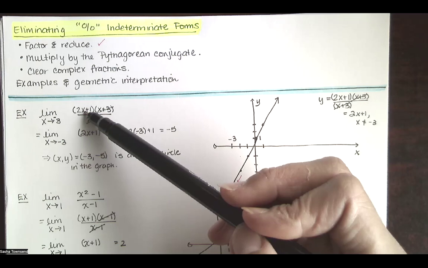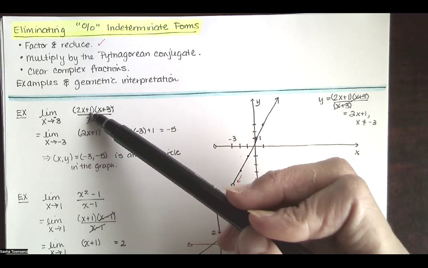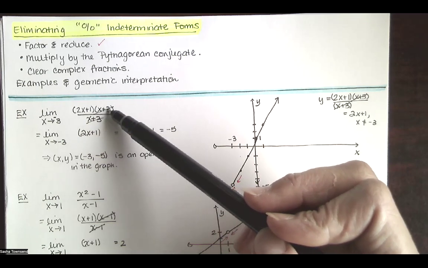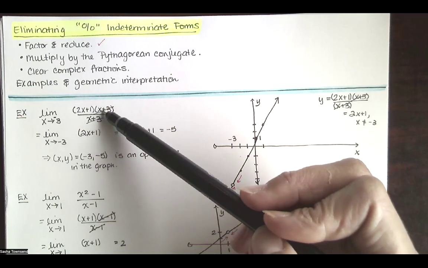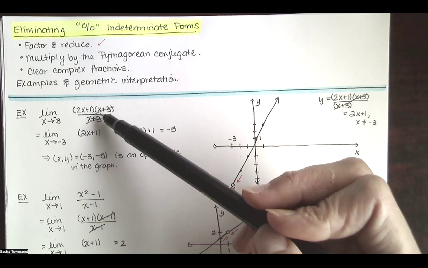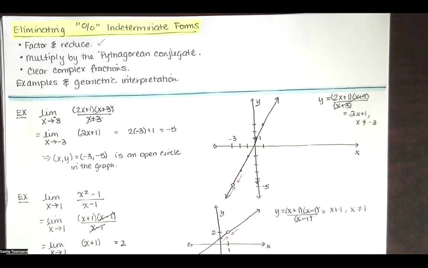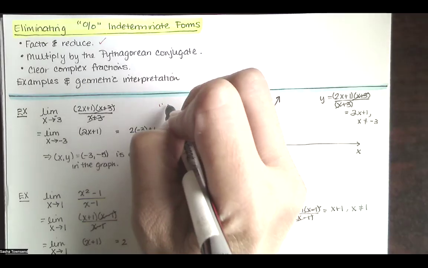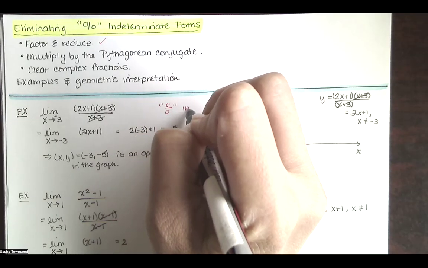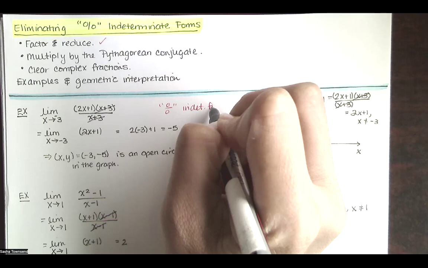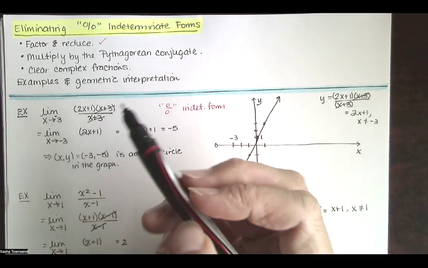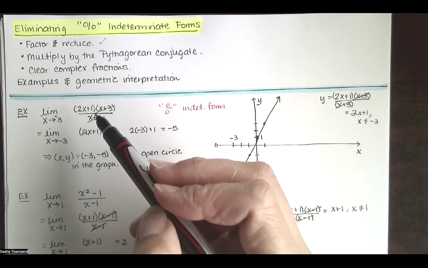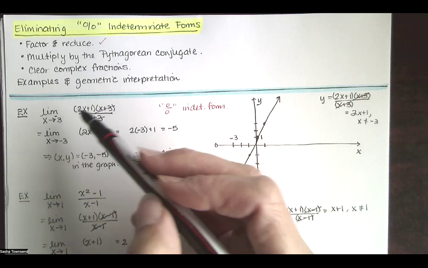2 times -3 is -6. -6 plus 1 is -5. And then we've got -3 plus 3, which is 0. We have -5 times 0 divided by 0. And that means we've got a 0 over 0 indeterminate form. If you notice that you have a 0 over 0 indeterminate form, you factor, and then you cancel common factors. So you'll probably have to factor by grouping or factor by guessing, but you'll factor.